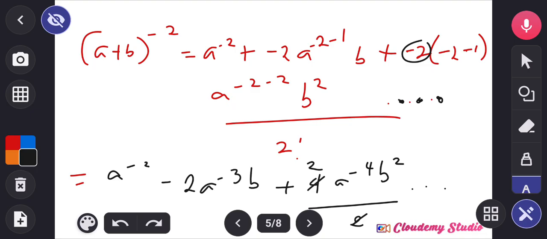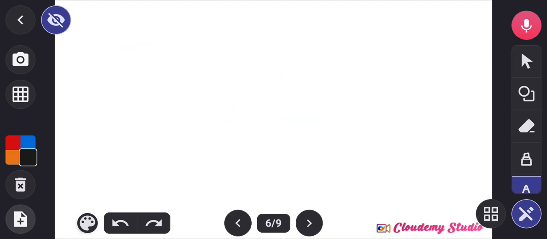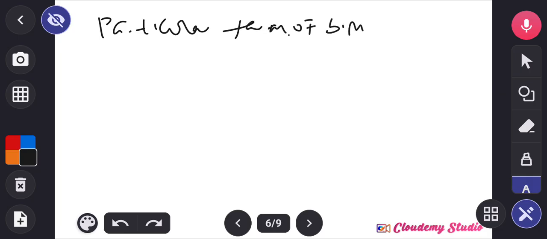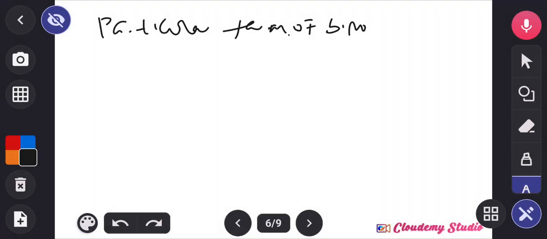But we are not going to that place yet. Let us say we are now looking for a particular term of a binomial expansion.